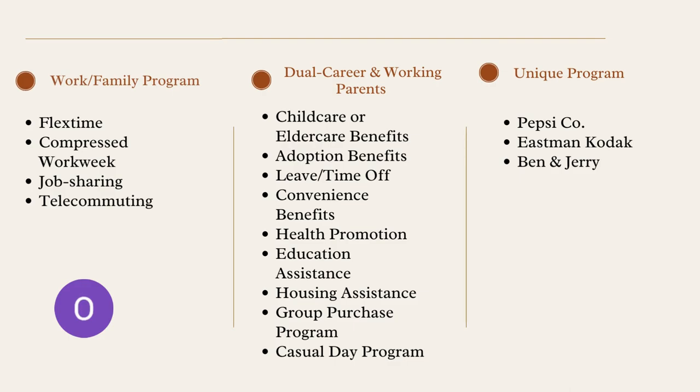In the typical family today, parents have jobs and work-family issues. Dual-career families were supported through alternative work schedules, which allowed the parents flexibility in balancing their home and work demands. The most common alternative work schedule arrangements are flex time, compressed work week, job sharing, and telecommuting.